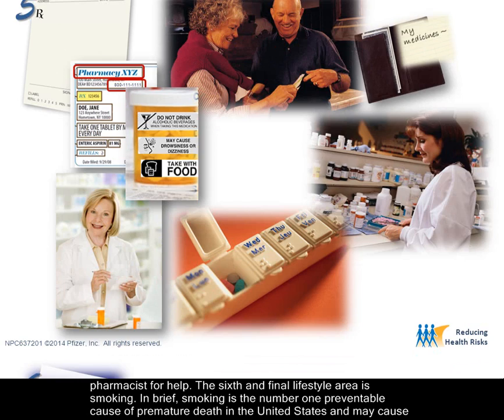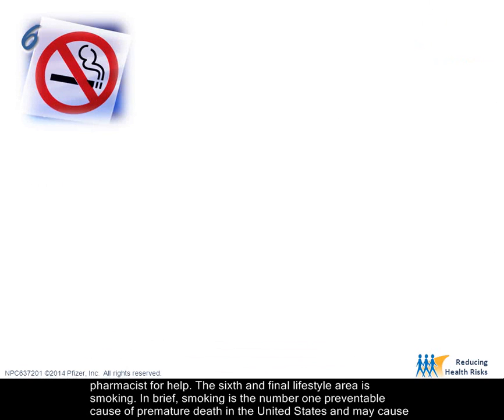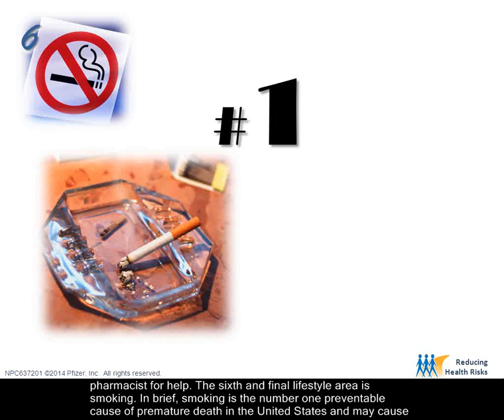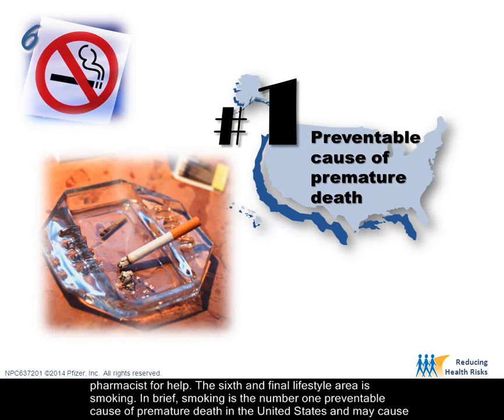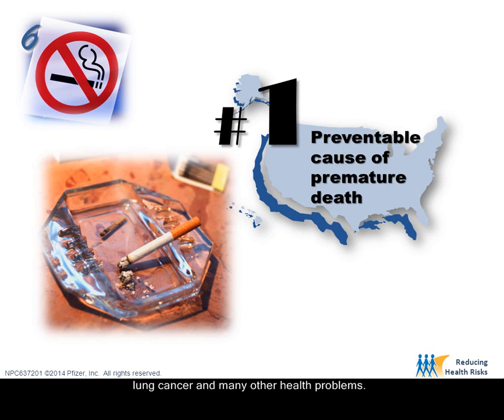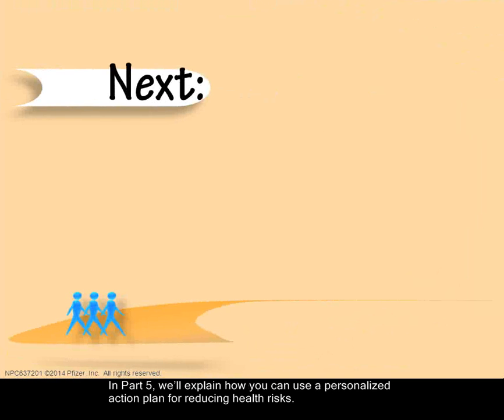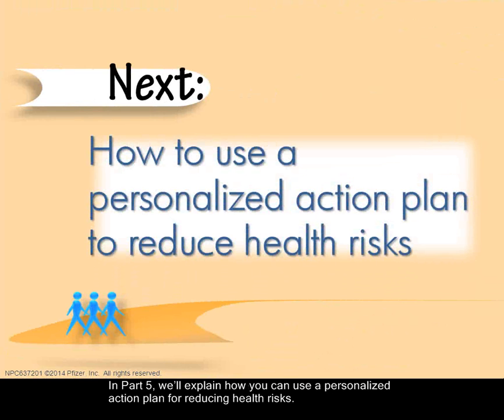The 6th and final lifestyle area is smoking. In brief, smoking is the #1 preventable cause of premature death in the United States and may cause lung cancer and many other health problems. In Part 5, we'll explain how you can use a personalized action plan for reducing health risks.